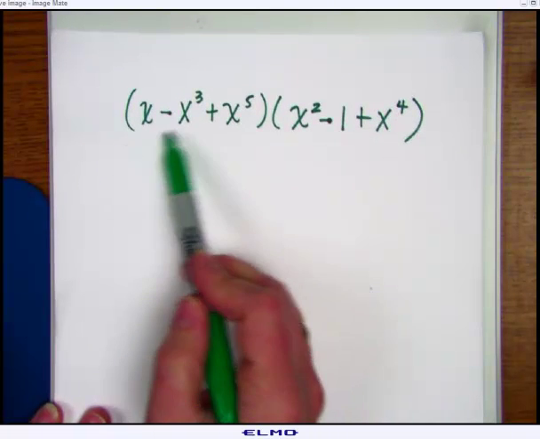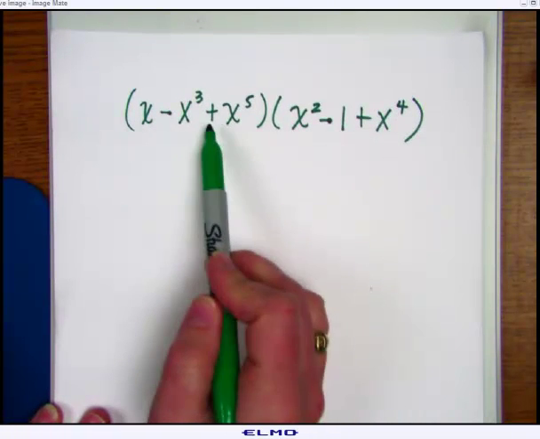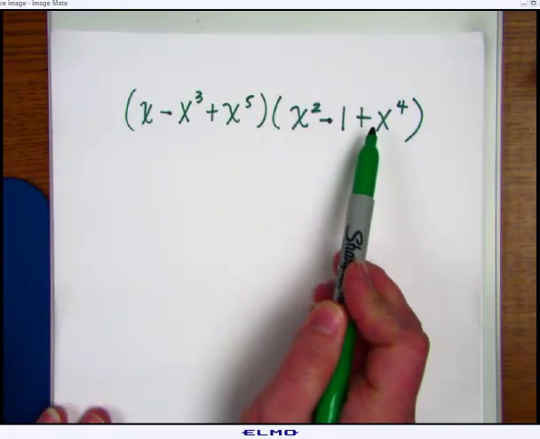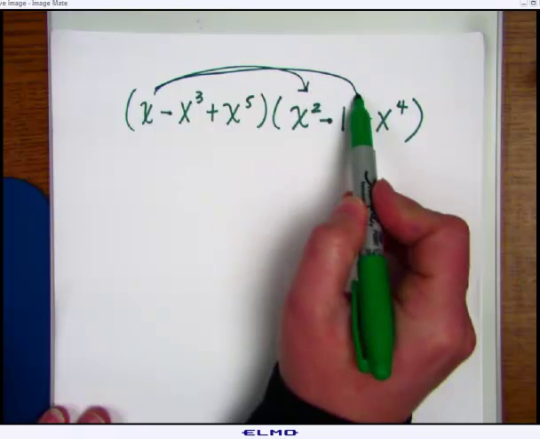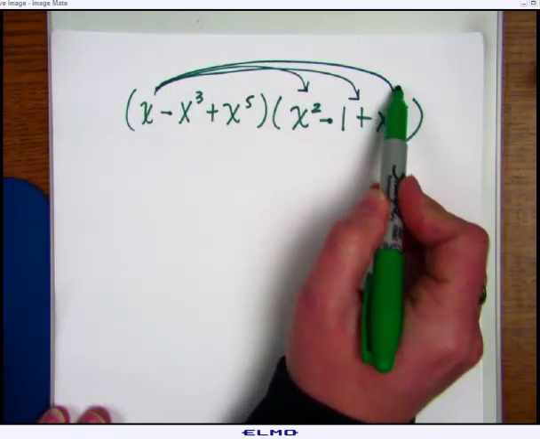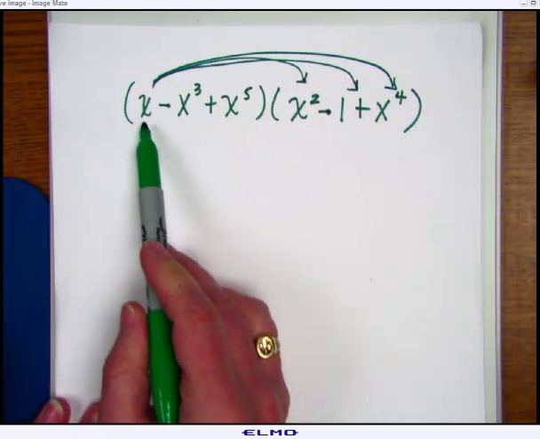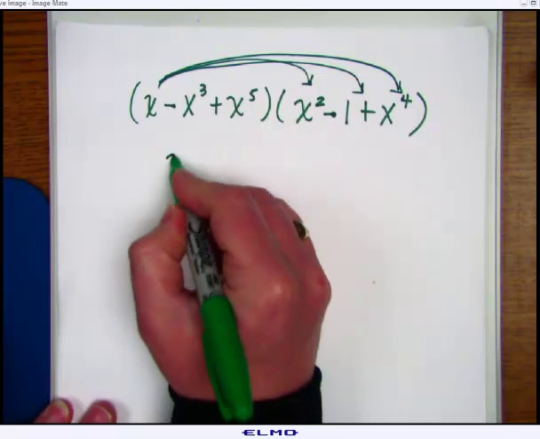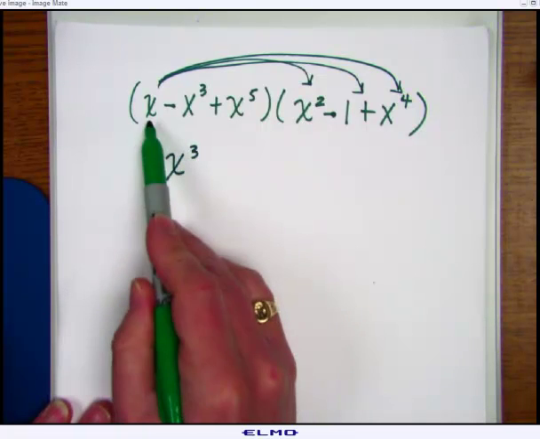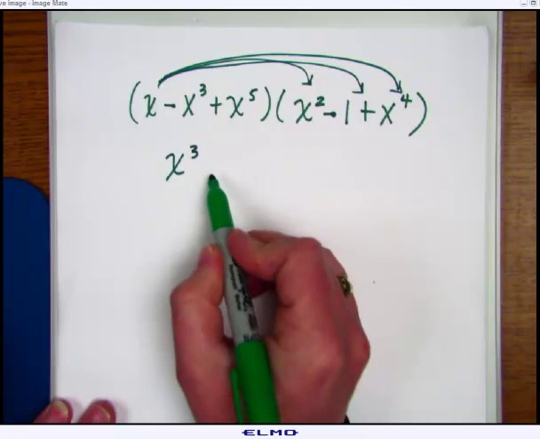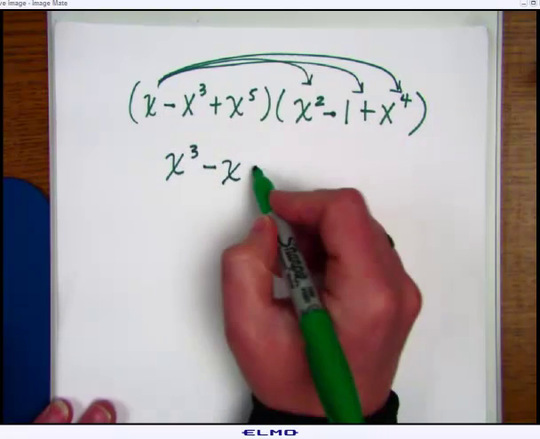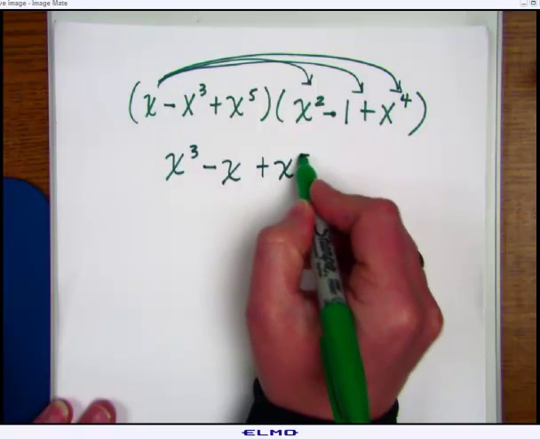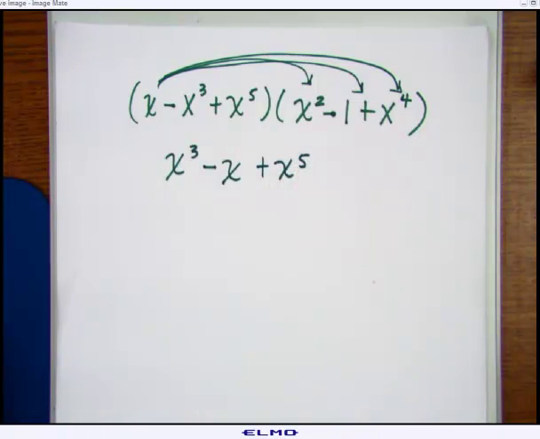All right, we're just going to take every term in the first parentheses and distribute it through every term in the second parentheses. So I'm going to start with my x, and I need to multiply everything in the second parentheses by my x. So first I get x times x squared. That's going to give me x cubed. X times minus 1 is going to give me a minus x. X times x to the fourth is going to give me x to the fifth. And now I've done the first term.